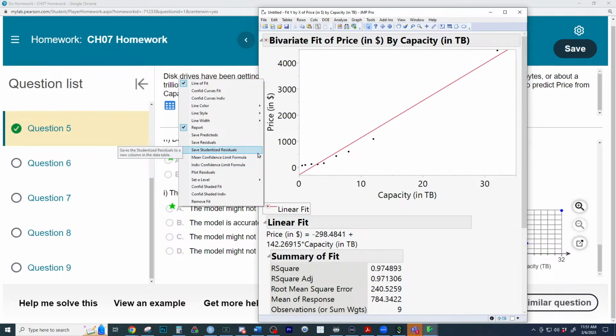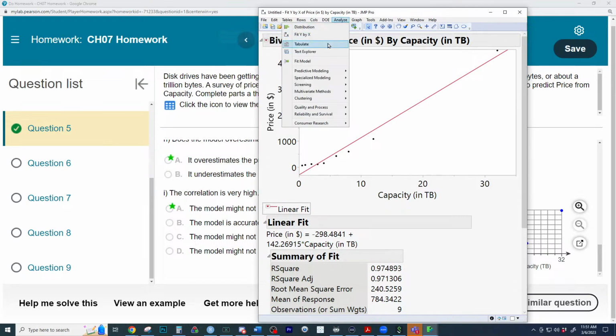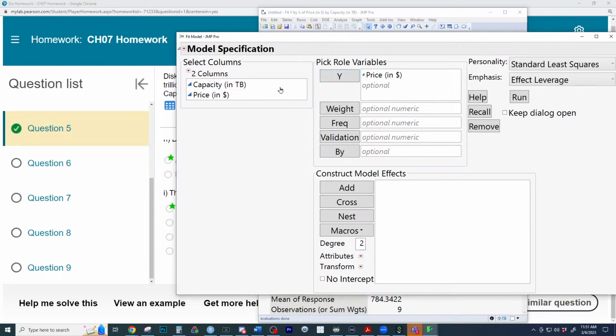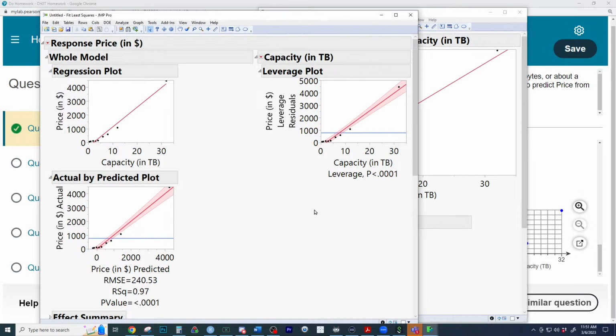We should have that. There's no leverage plot? Do you have to do fit model? So let's predict the price from capacity. This gives you a little more extra information. There's the leverage plot. Yeah, it does have high leverage.